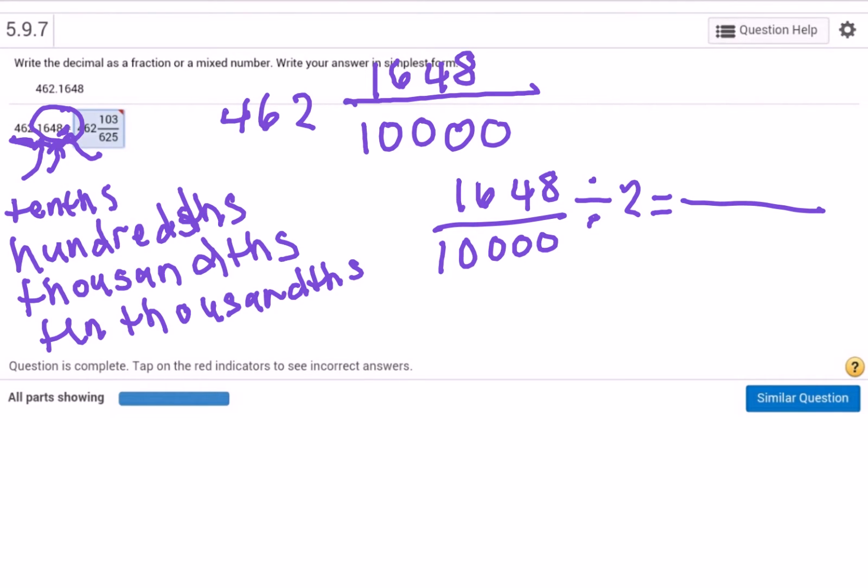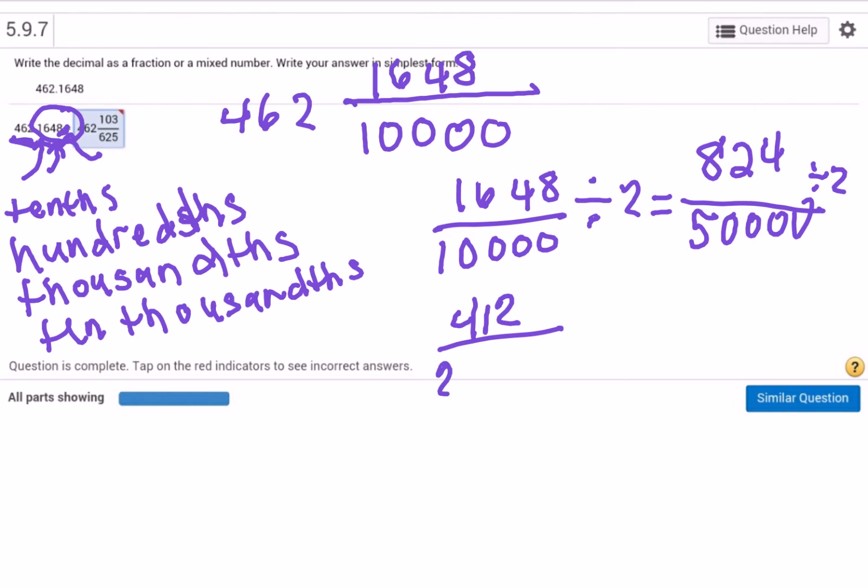So if I take 1648, and I suggest using your calculator, divide it by 2, and I get 824. And then 10,000 divided by 2 is 5,000. Now this can be divided again, I believe, by 2. So let's divide top and bottom again by 2. So 824 divided by 2 is 412. And 5,000 divided by 2 is 2,500.